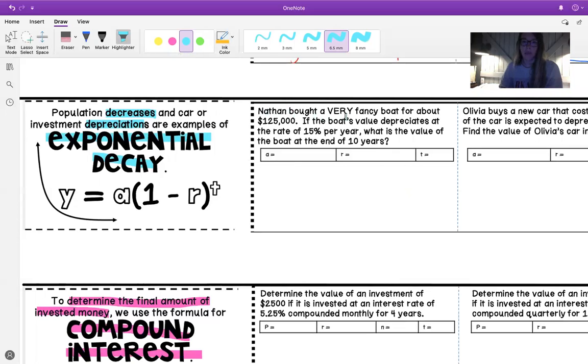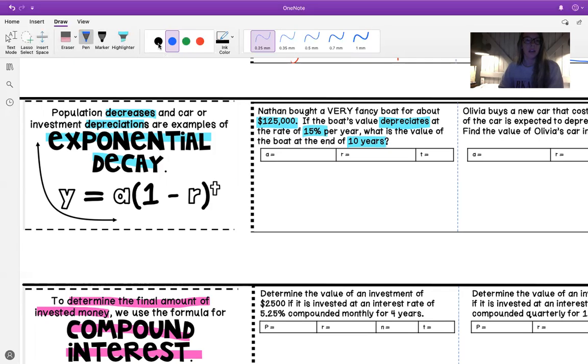So it says Nathan bought a very fancy boat for $125,000. If the boat's value depreciates, which just means that, just like if you bought a brand new car and drove it off the lot, it immediately loses some value because it's used. Okay, so same is true for a boat. That's what depreciates means. It means it loses its value. At a rate of 15% per year, what is the value of the boat at the end of 10 years?